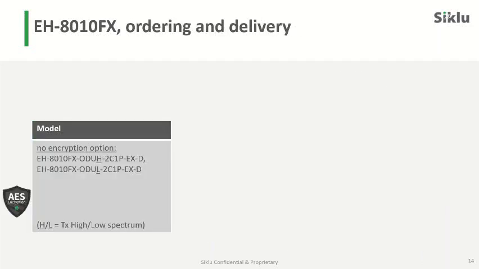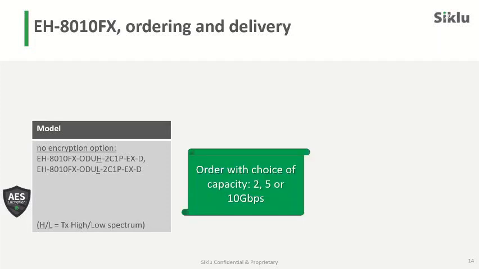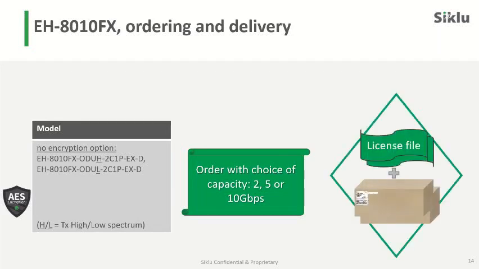In terms of part numbers, there are 2 part numbers for the no encryption version, and you can obviously choose if you want the capacity at 2, 5, or 10. The distributors are going to show that a little bit differently on the ordering systems, and basically you will receive a box showing no capacity together with a license file, which you will receive most likely via email.